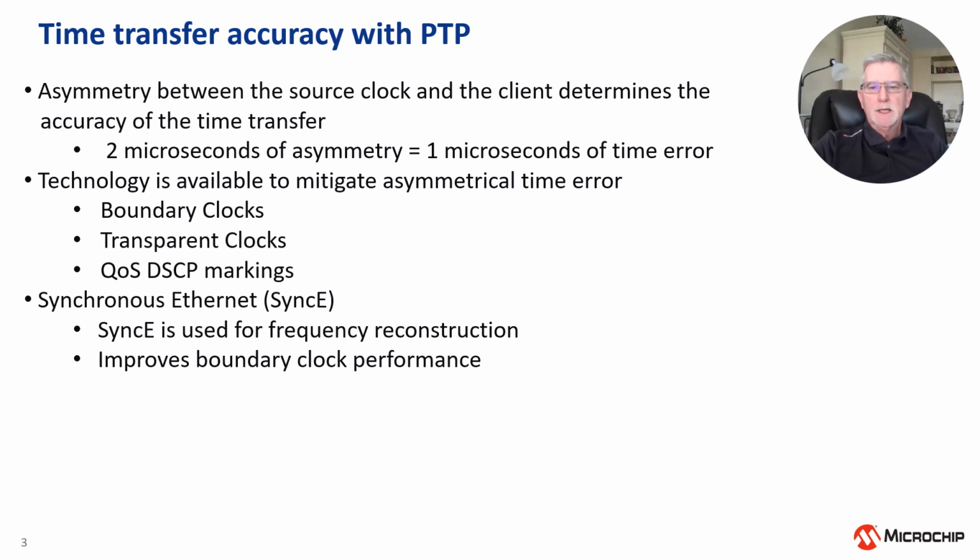But let's say that's unacceptable and we want to deliver higher accuracy. We have to have some way to deal with network delay. So what we do is we bring the problem down not from network delay to just asymmetrical delay. When we use PTP for time transfer, for example, if we have 2 microseconds of asymmetry between point A and B, we can get down to 1 microsecond of time error to point B.